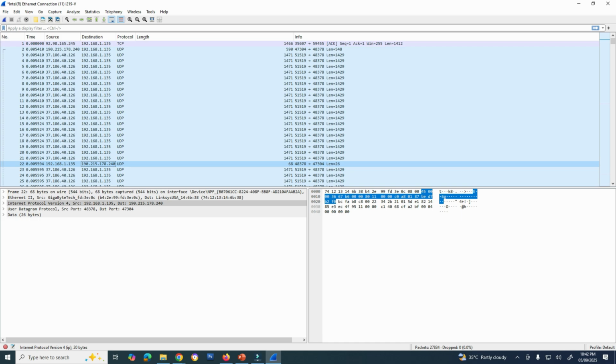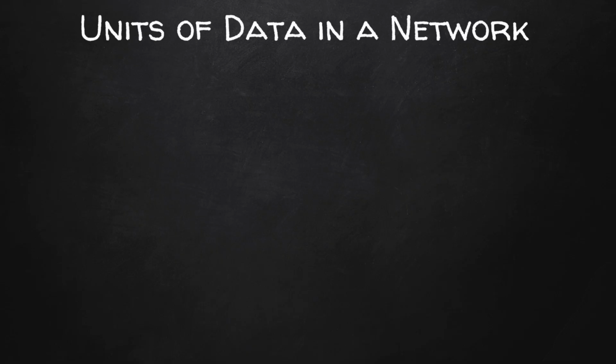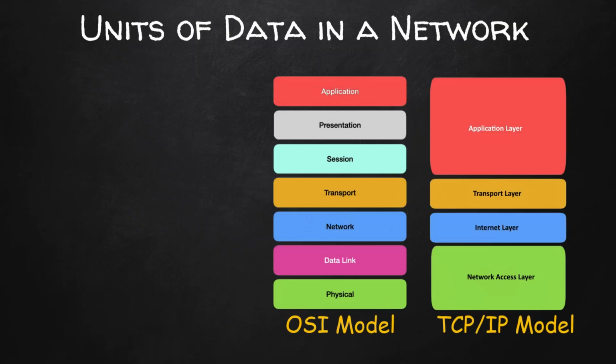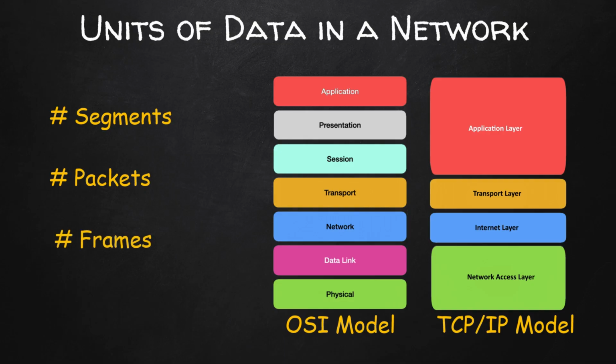And when we talk about the TCP/IP model, there are three main units of data. Let me explain that. Let's talk about the units of data in a network. How do we represent a network? We represent the network with the help of the OSI model or the TCP/IP model. And when we talk about network communication through these models, the data is categorized into three main units. They are segments, packets, and frames.